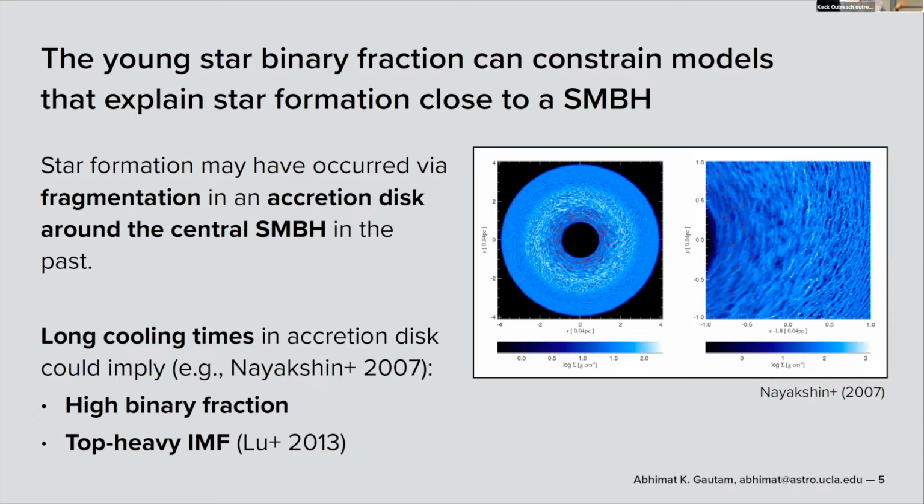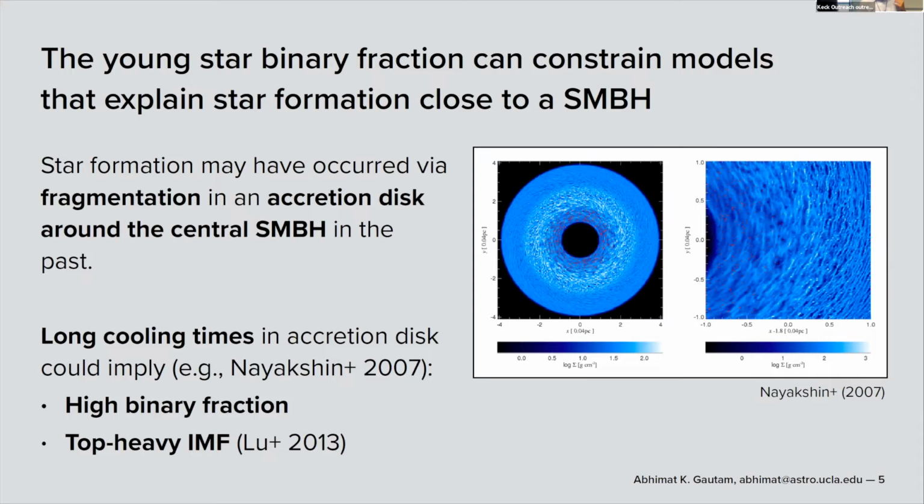The binary fraction is a very useful quantity to help observationally constrain models that can explain the formation of these stars. One way the stars may have formed is in an accretion disk that may have existed around the supermassive black hole in the past. Fragmentation may have occurred in this disk, creating stars close to the black hole. Binary fraction can constrain the cooling timescales in these models. For example, in this model by Nayakshin et al. 2007, they found that long cooling timescales in the accretion disk would imply a high binary fraction in the top-heavy IMF, which is the IMF we do observationally see evidence of, such as in Lu et al.